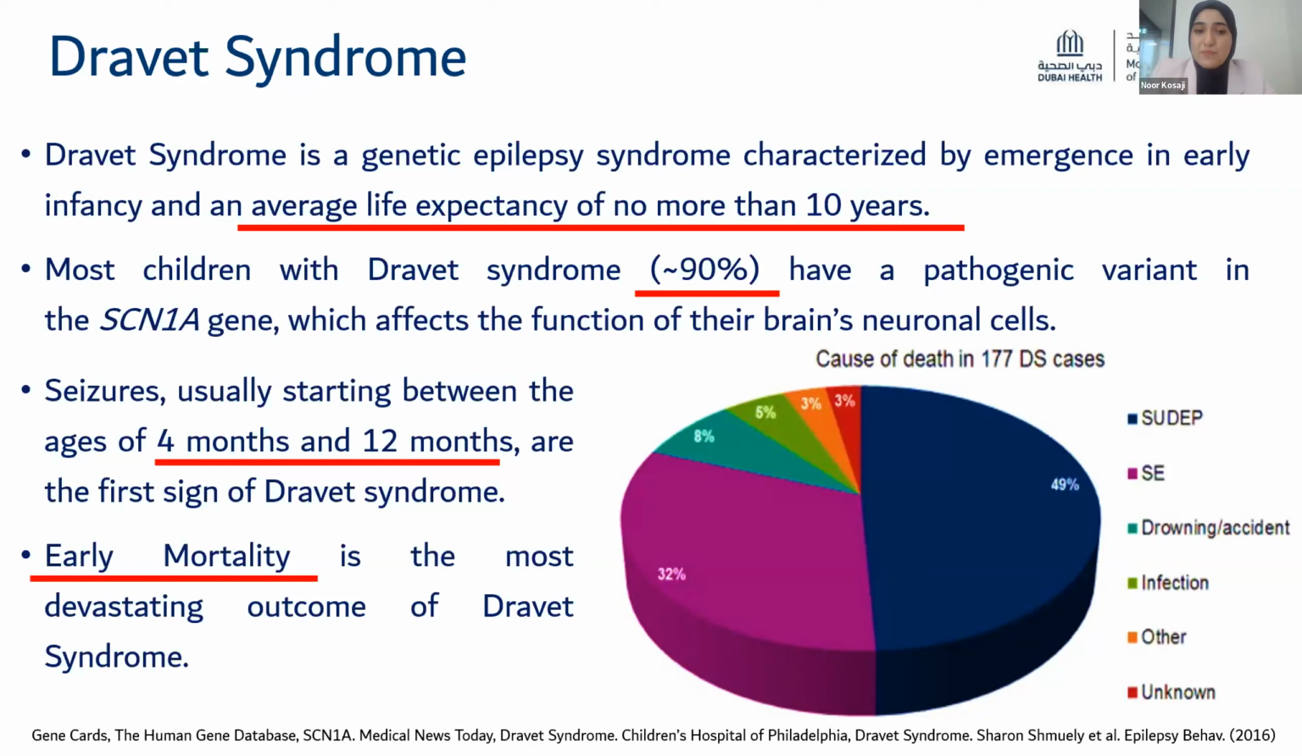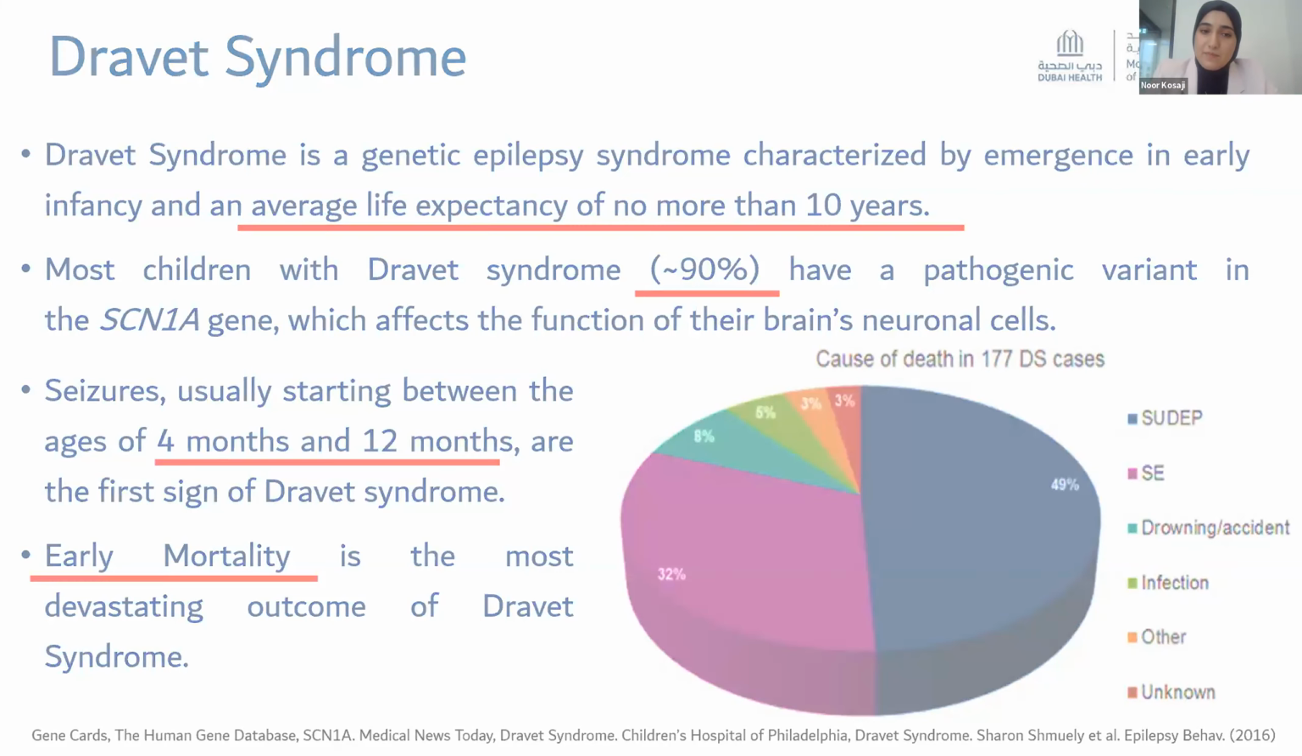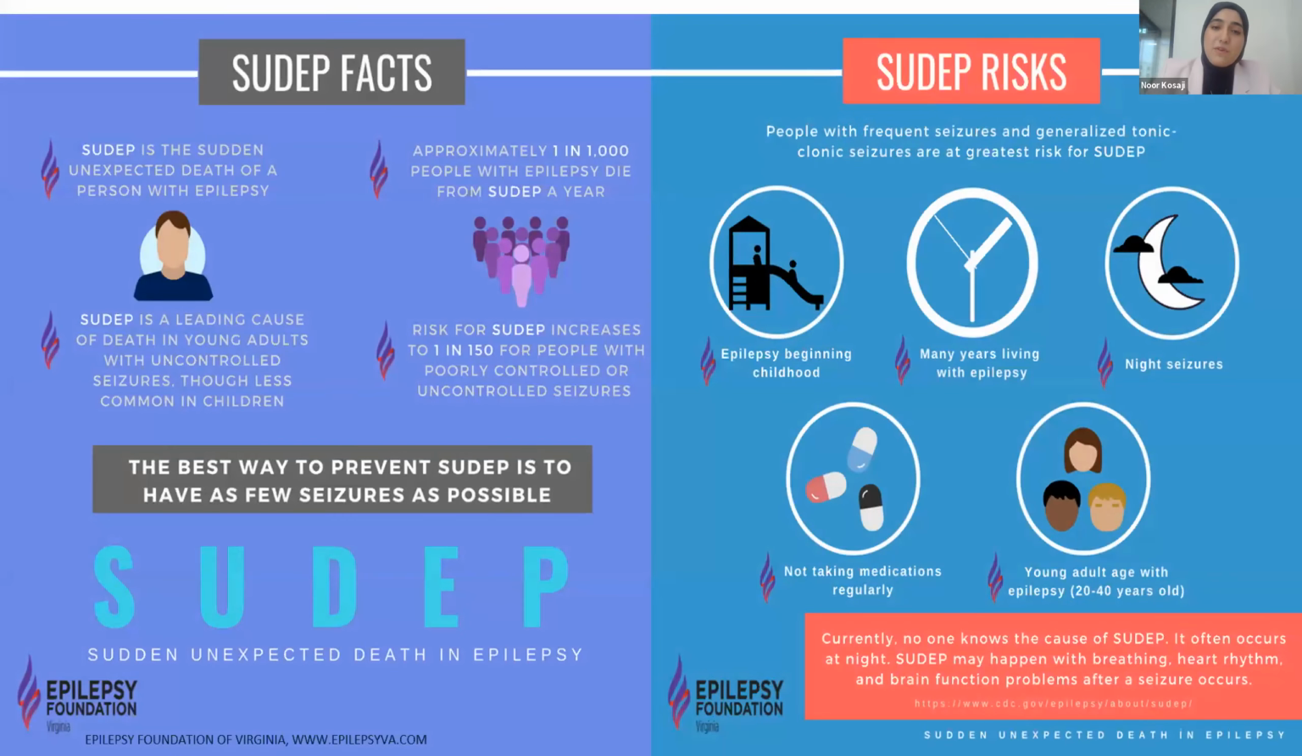rest in between them. Now, SUDEP, sudden unexpected death in epilepsy, according to the Epilepsy Foundation in Virginia, approximately 1 in 1,000 patients die every single year due to sudden unexpected death in epilepsy. And that risk goes up to 1 in 150 for people who have uncontrollable seizures, which again brings us to the issue of Dravet syndrome, since we know that it's associated with highly uncontrollable seizures.